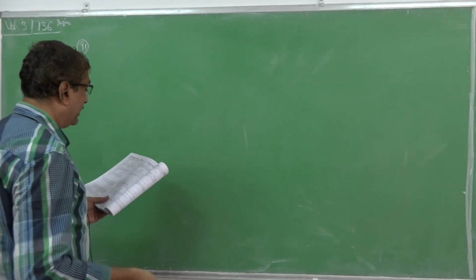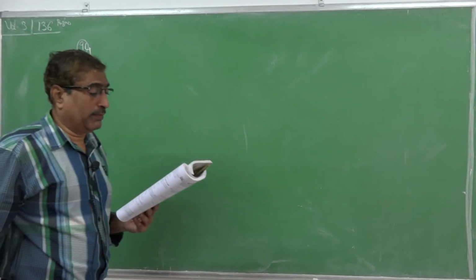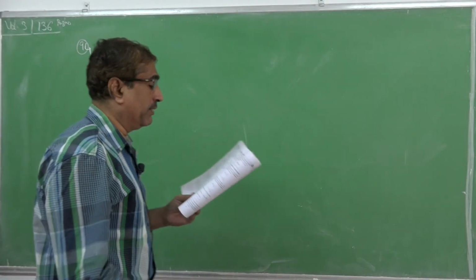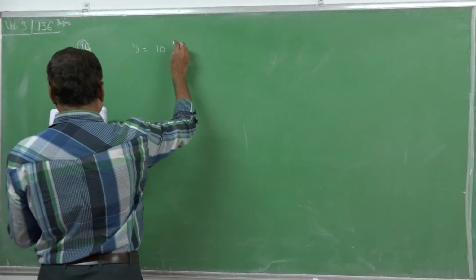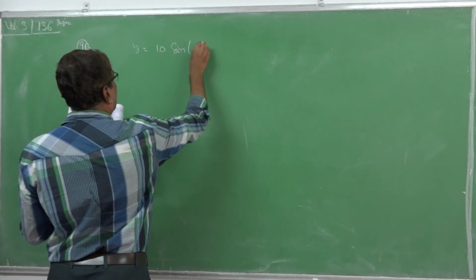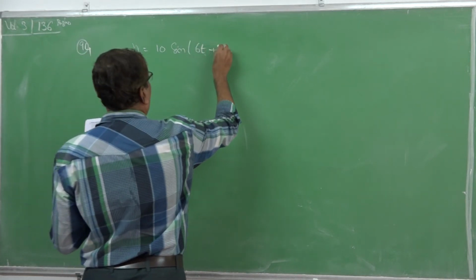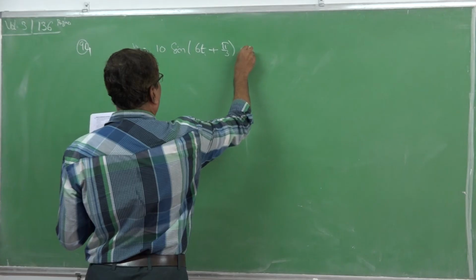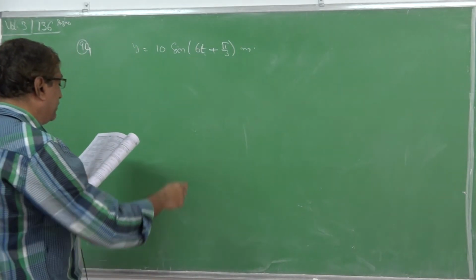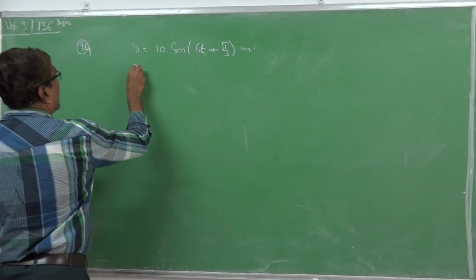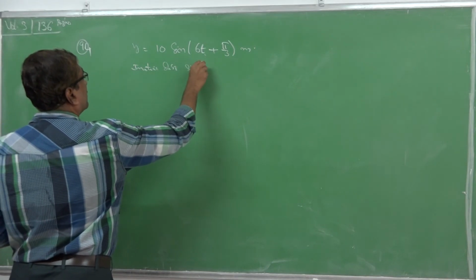Okay. Next, 94. The displacement of a particle executing SHM is given by y = 10 sin(6t + π/3), in meters. Find the initial displacement and velocity of the particle.